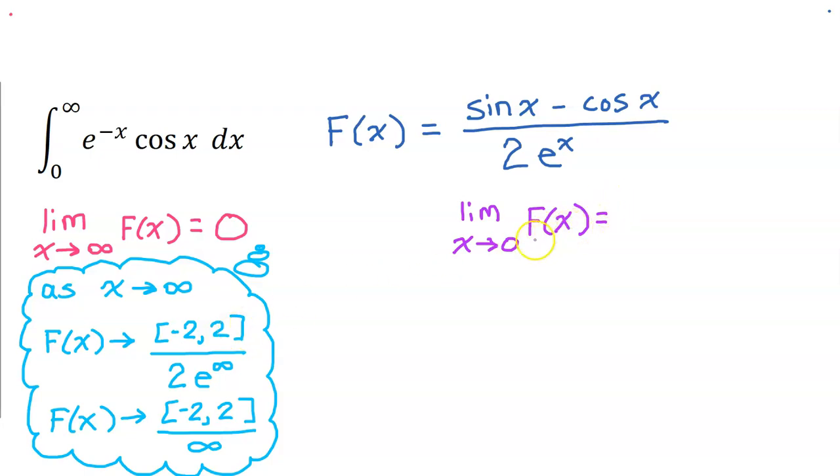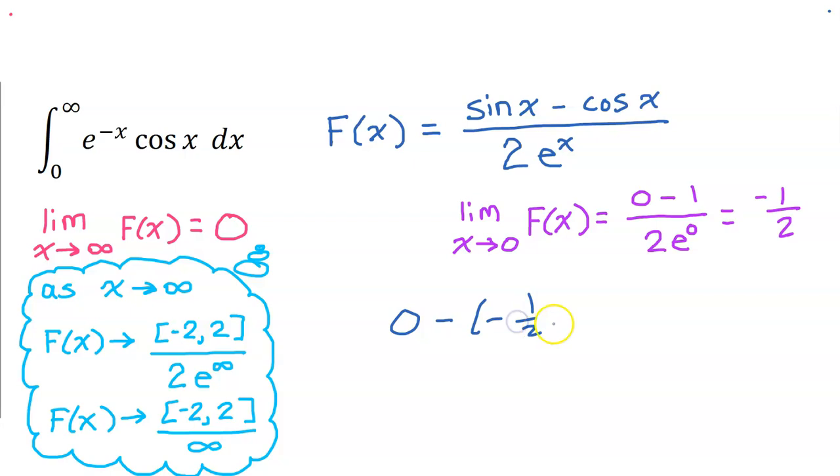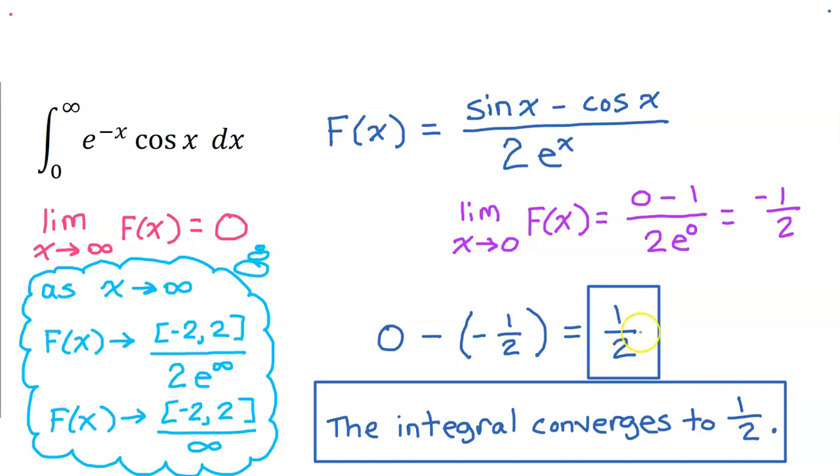The other limit can be found by direct substitution. Putting 0 in for x, sine of 0 is 0, and cosine of 0 is 1. Of course, e to the 0 is 1, so this simplifies to negative 1/2. We can find the value of the improper integral by subtracting the upper limit minus the lower limit. So that's 0 minus negative 1/2, which equals positive 1/2. So the value of the integral is 1/2, or we can say the integral converges to 1/2.